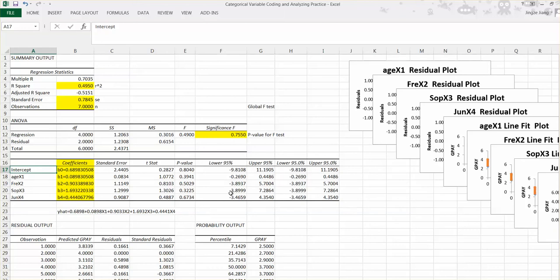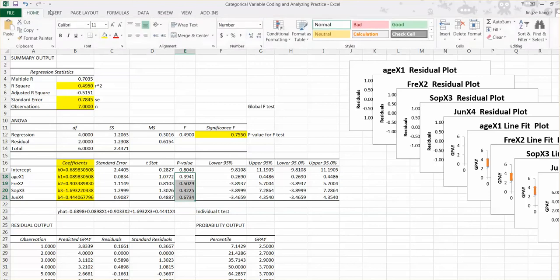So the next question is, are those variables significant? In order to test whether beta 1 to beta 4 significantly differ from 0, we'll use the individual t-test. So where can we find the p-value for our t-test? That's from the column called p-value.